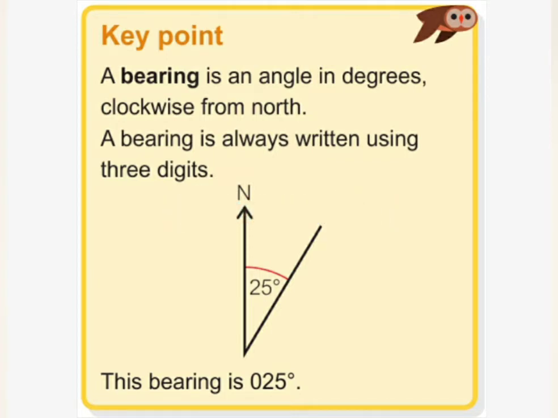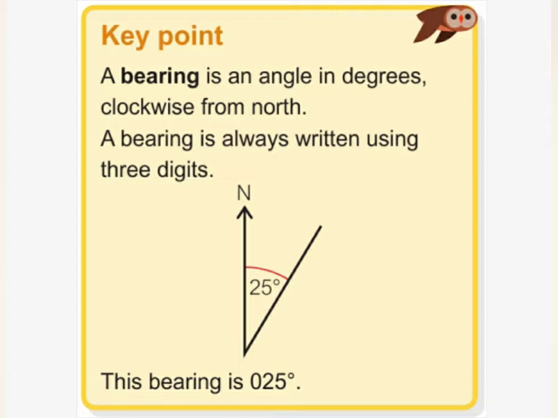In this video, we're going to talk about bearings. The key point here says a bearing angle, or a bearing, is an angle in degrees, clockwise from north. A bearing is always written using 3 digits.